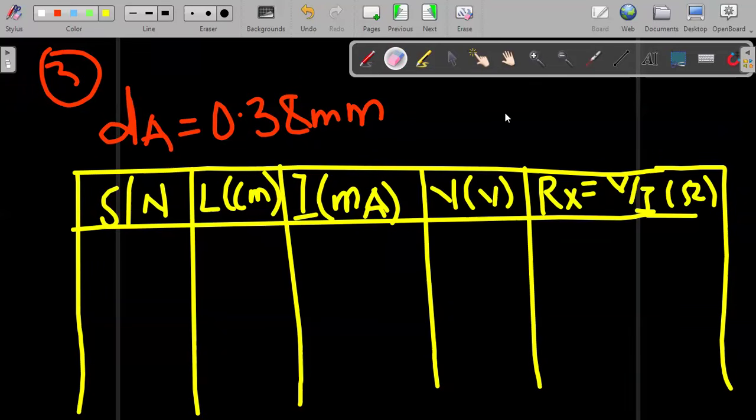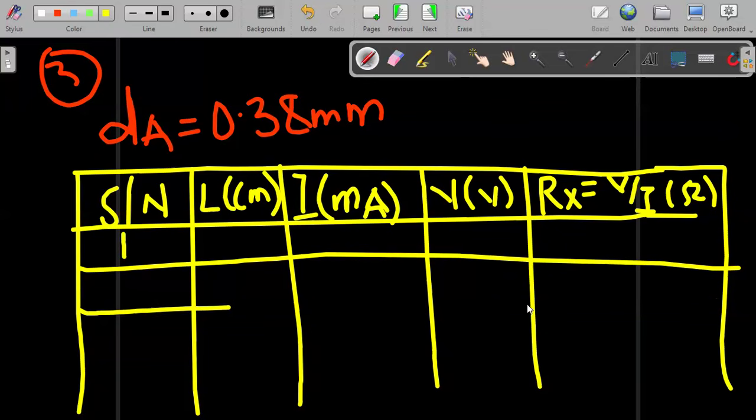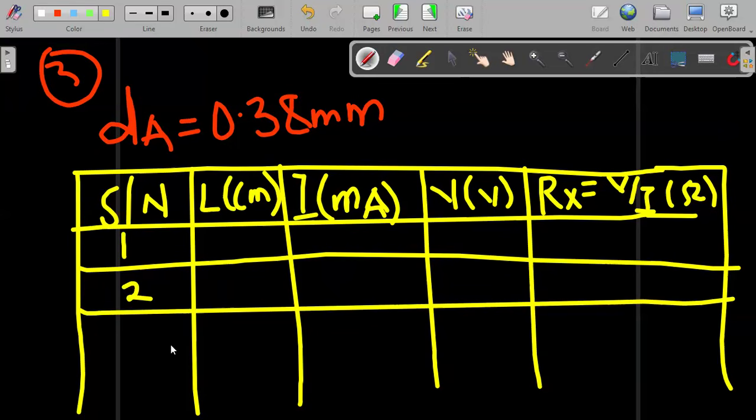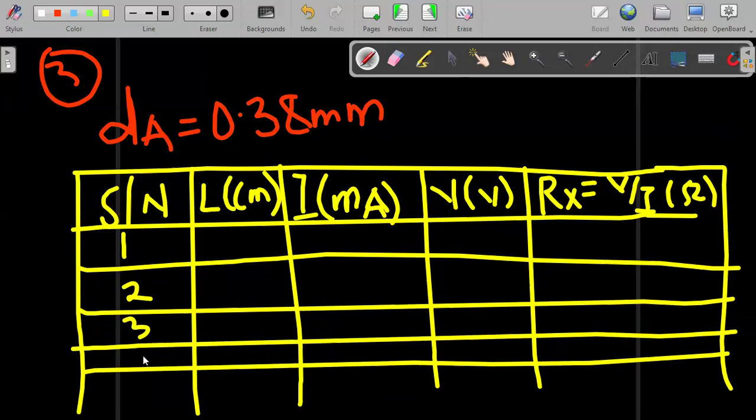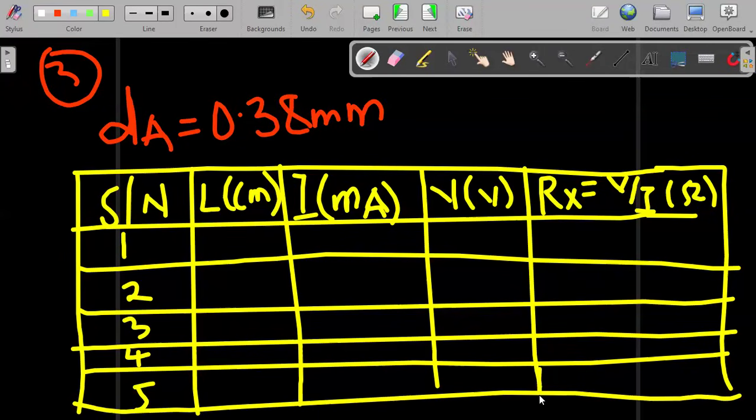You have to draw two tables tomorrow. This is for A. So how many times are you going to perform the experiment? It's 5 times. Label it 1, 2, 3, 4, and 5. You are performing the experiment 5 times tomorrow.